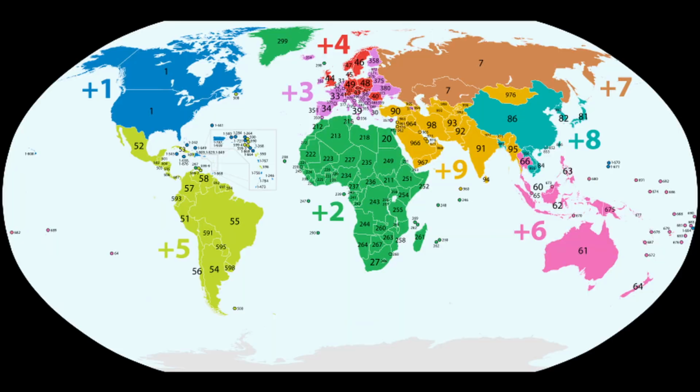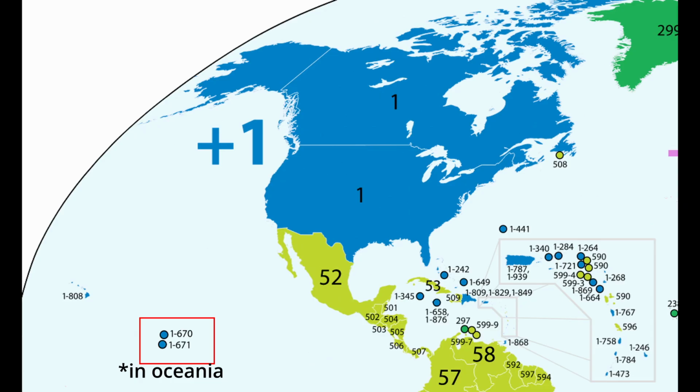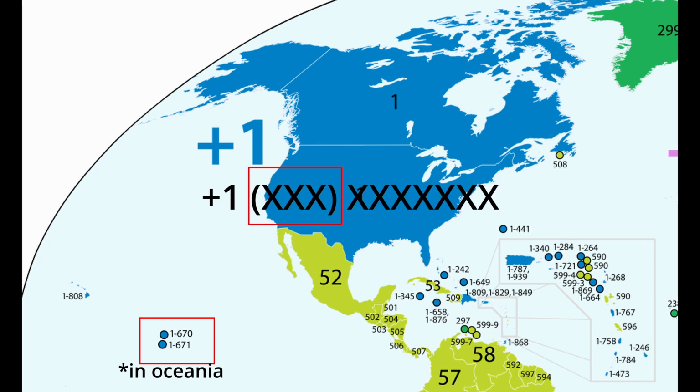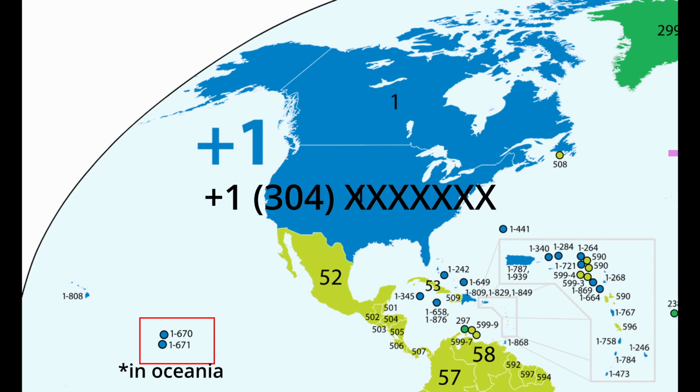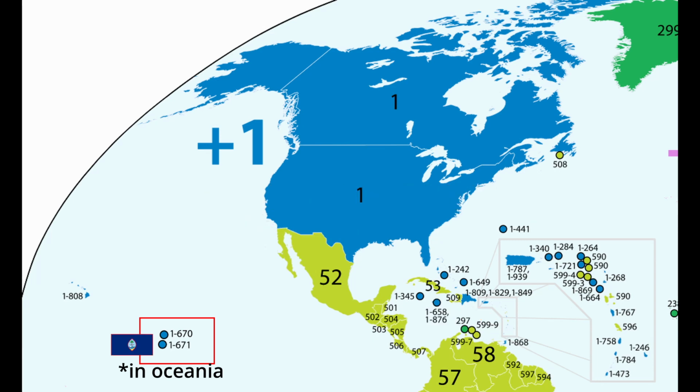As for +1 being the defined code in so many places, the place that you are calling is actually based upon 3 numbers that you put after +1. For example, if you call +1304 XXX4X, the number you are calling was registered in West Virginia. If you call +1809 XXX4X, the number was registered in the Dominican Republic. Two of the most interesting codes to point out are Guam and the North Mariana Islands, codes 671 and 670, located in Micronesia, much outside North America.